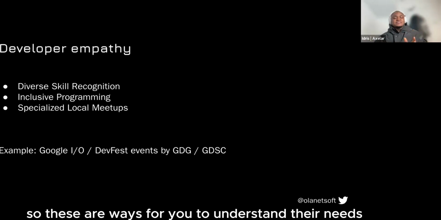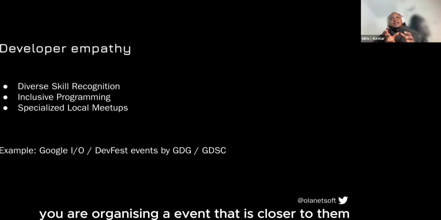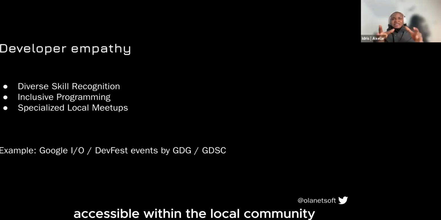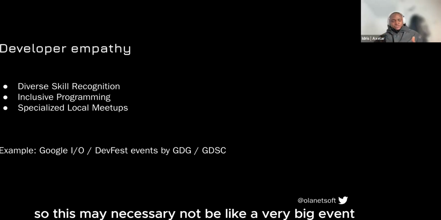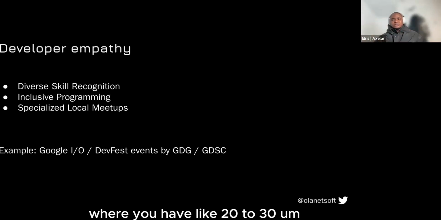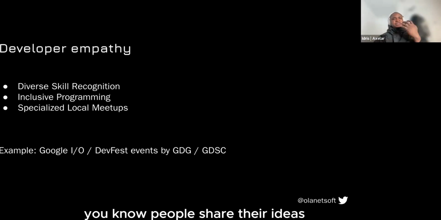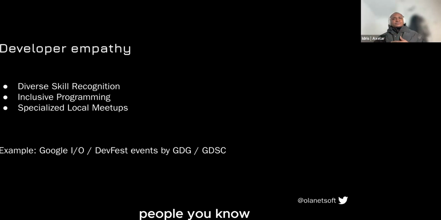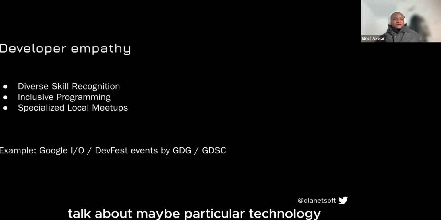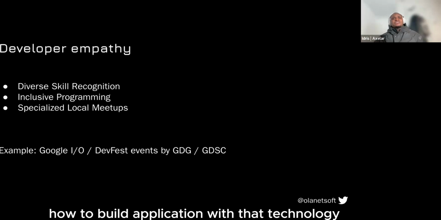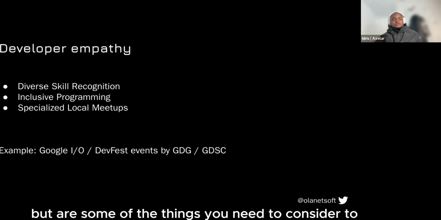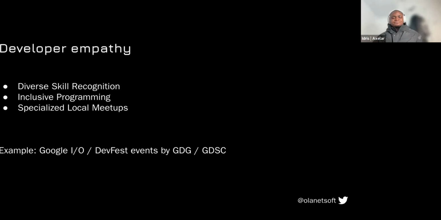These are ways for you to understand their needs, because now you are organizing an event that is closer to them and easily accessible within that local community. This might not necessarily be a very big event. It could just be a meetup with 20 to 30 people, where people share their ideas and talk about a particular technology, how to build applications with that technology, and what some of the things you need to consider to build those applications are.